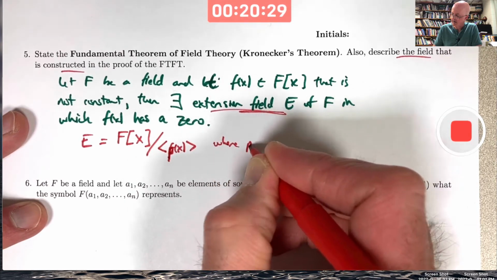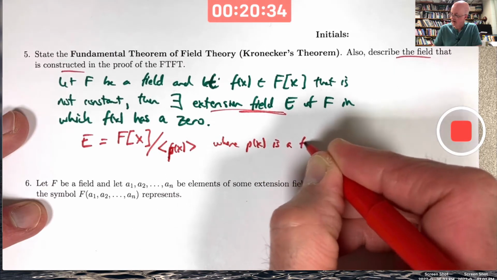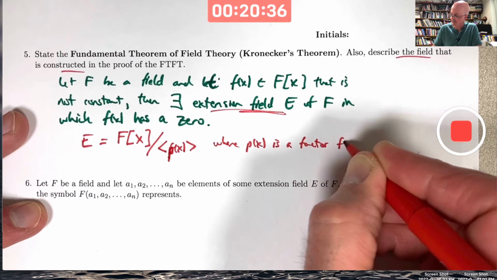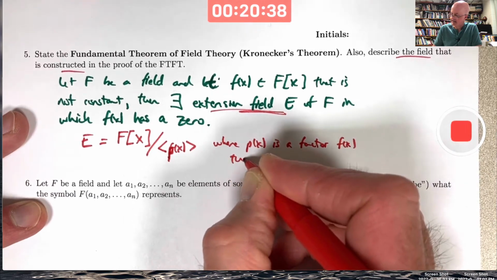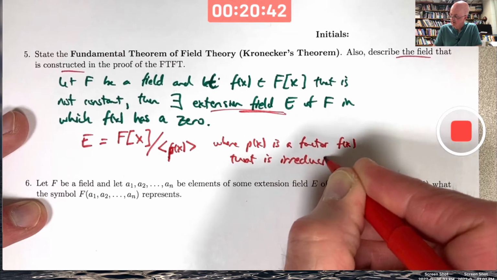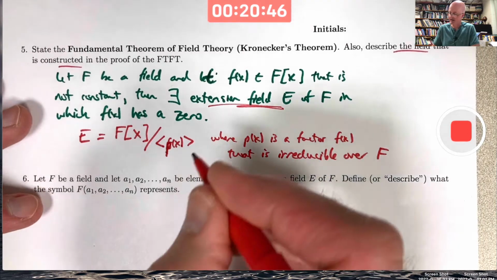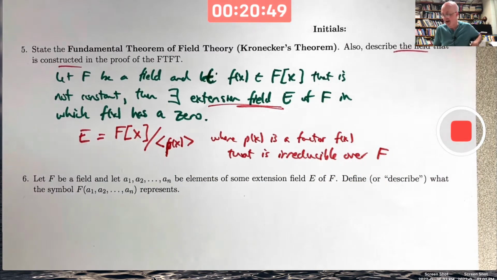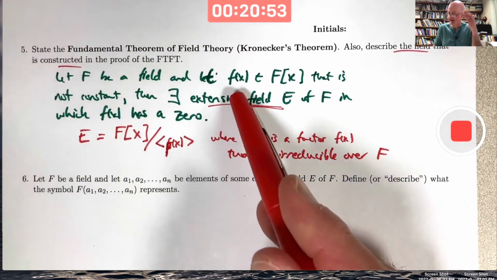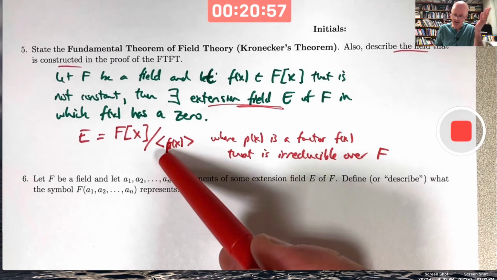where little p of x is a factor of little f of x that is irreducible over the base field f. Okay, that's a p of x. Little f of x may or may not be irreducible. You might be able to factor it. You might not be able to. If little f of x is already irreducible, if you can't factor it over f, then you can use f of x here.